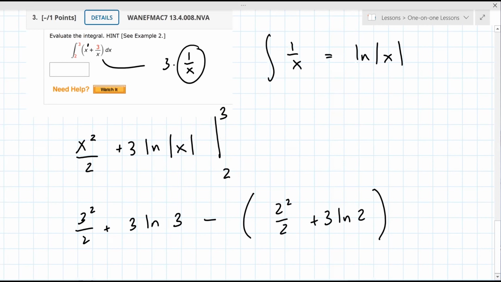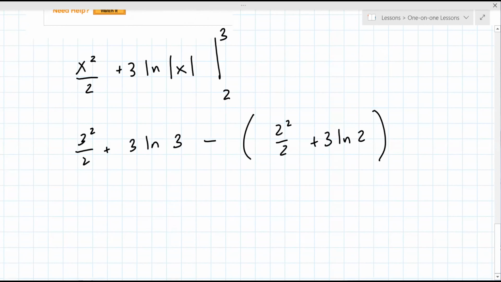And WebAssign will literally accept any format you want to give it. You could actually throw all this in. We'll clean it up a little bit here. So this is 9 halves plus 3 natural log of 3 minus, this is 4 halves, so we'll call it minus 2 minus 3 natural log of 2.